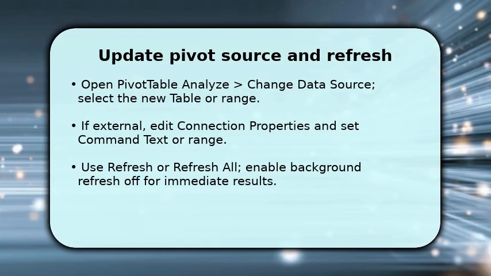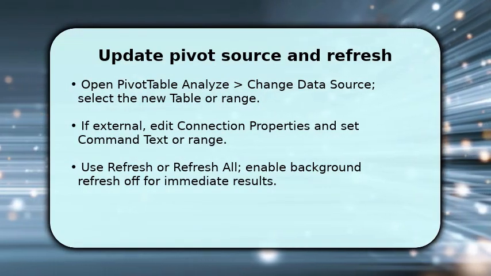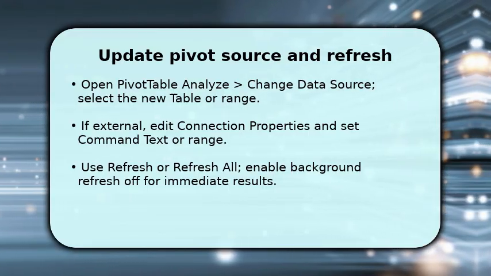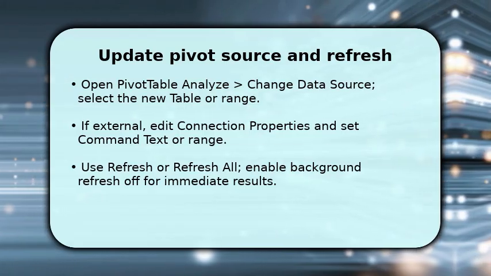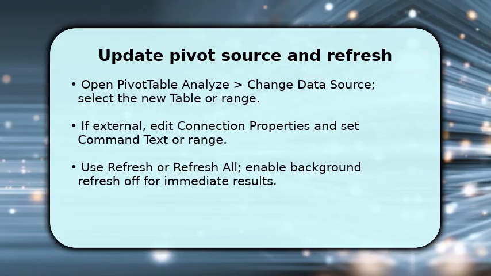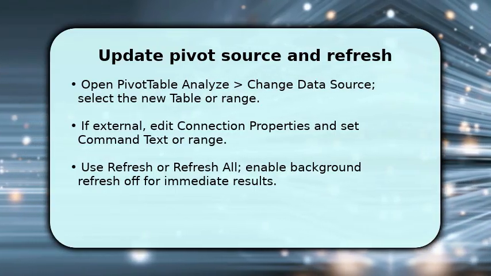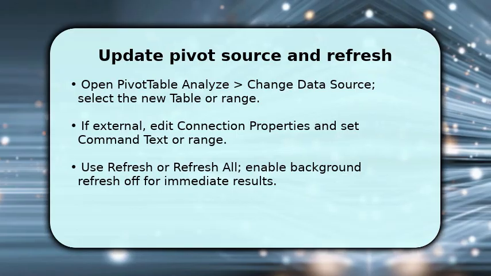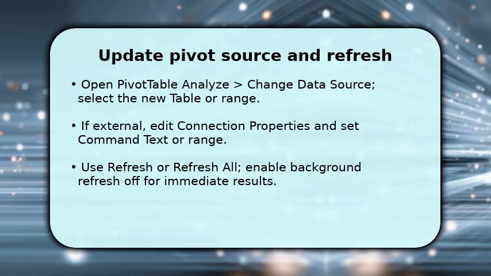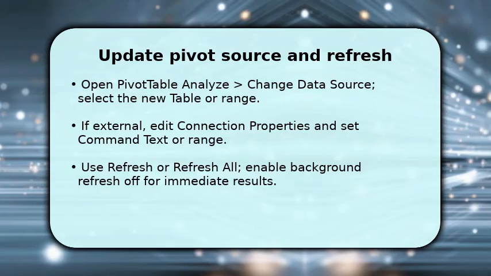From Pivot Table, choose Change Data Source and pick the table name or updated workbook range. If the pivot uses a connection, edit connection properties and update the command or range. Once changed, click Refresh or Refresh All so the pivot recalculates. Make sure background refresh is off if you need instant feedback, because otherwise results may lag while Excel continues processing.